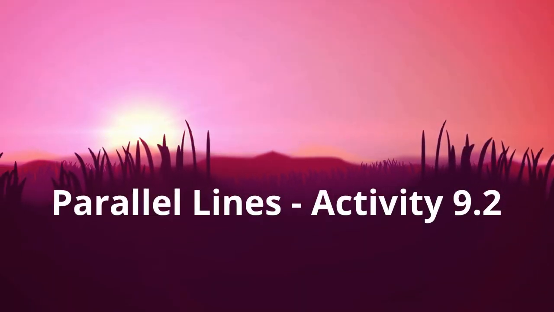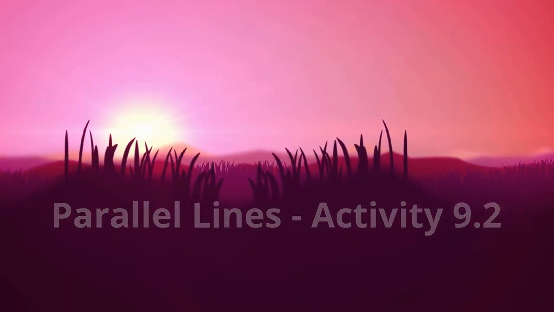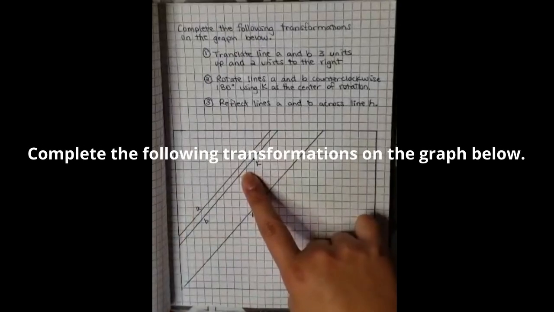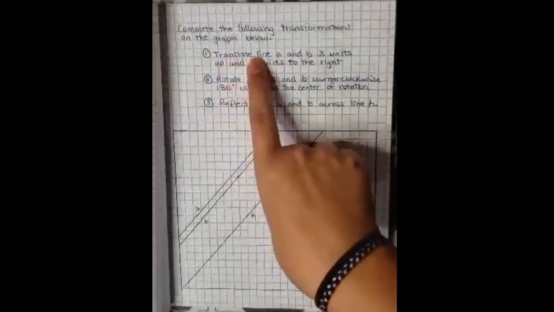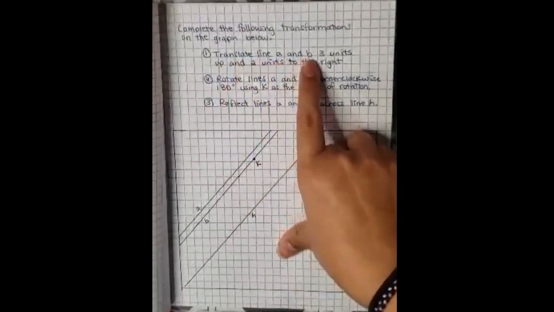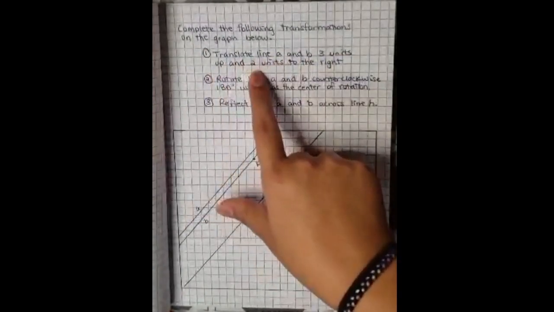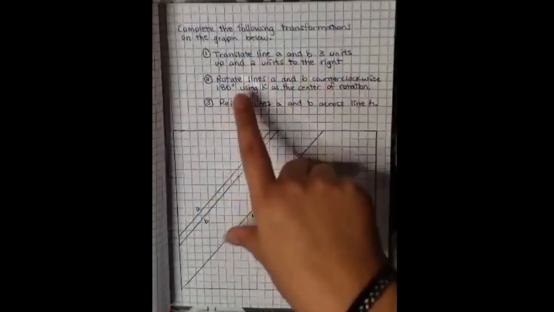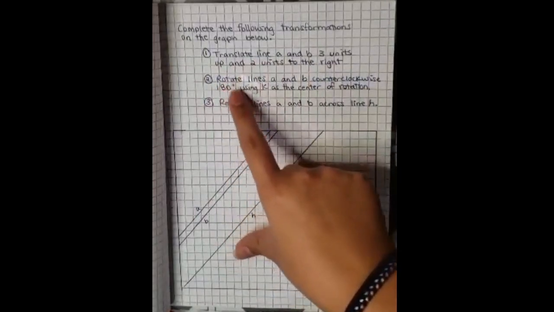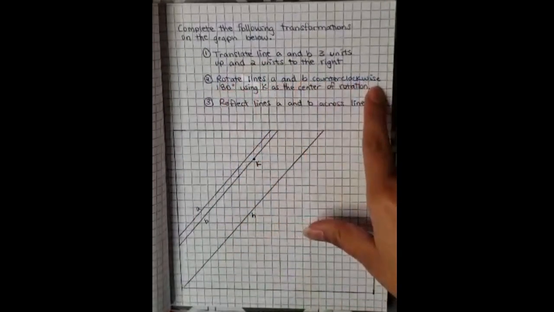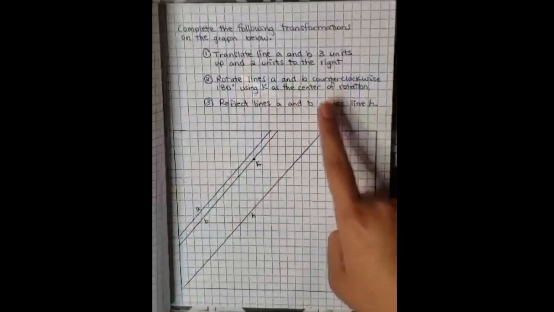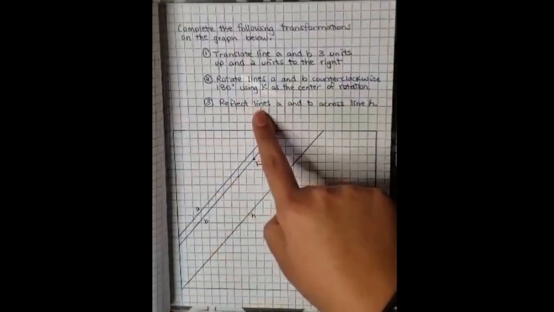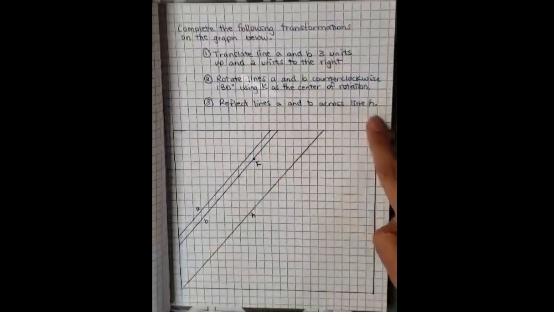Now we're going to take a look at some parallel lines. So it says complete the following transformations on the graph below. So we have 3 things that we need to do. The first thing is to translate line A and B 3 units up and 2 units to the right. The second thing is rotate lines A and B counterclockwise 180 degrees using K as the center of rotation. And the last thing is to reflect lines A and B across line H.